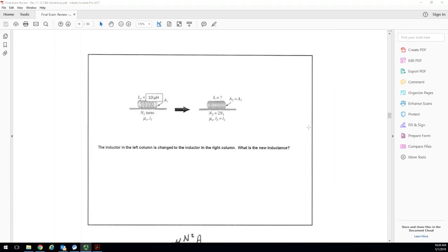Let's review inductance. Remember, an inductor is just a coil of wire wrapped around some core. The core could be air, so there may not even be a core material, in which case this would just be a coil. So it's a pretty simple construction.